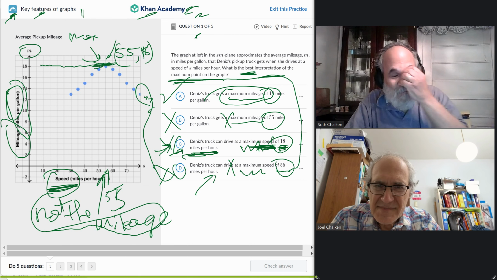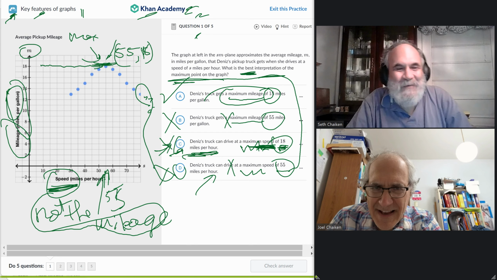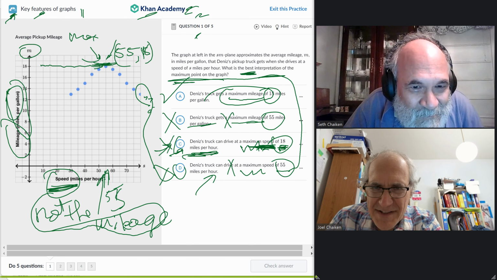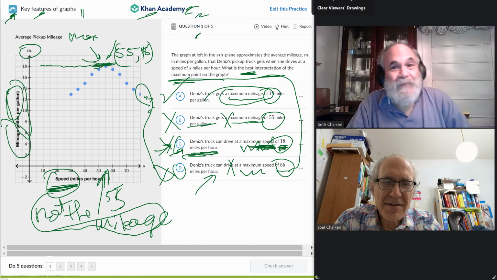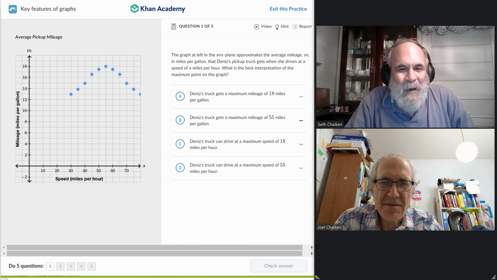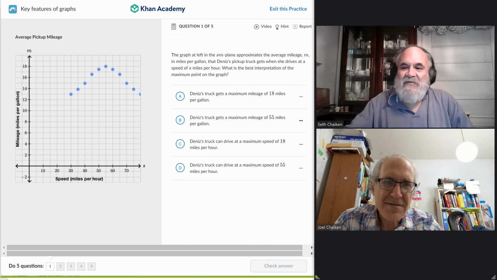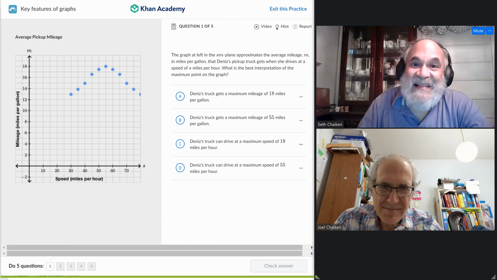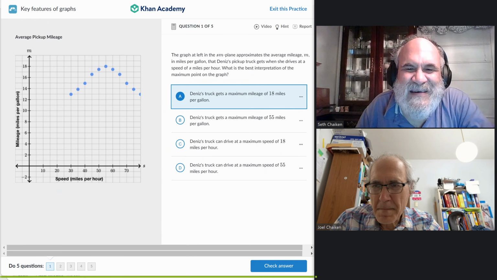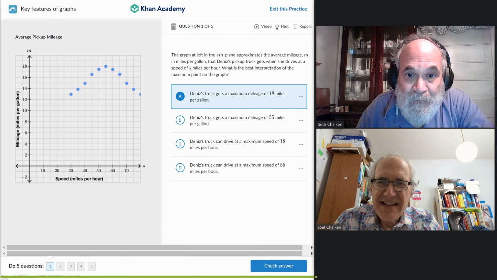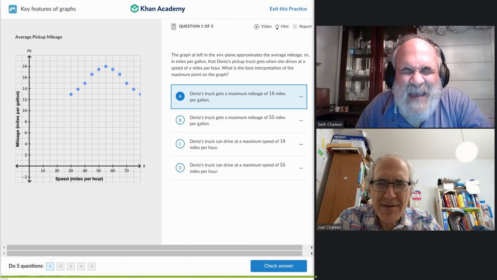My God, look at that one. A maximum mileage of 55 miles per gallon. That's completely nonsensical. Okay, so here we go. So you're right. I don't even like the word mileage. It's really fuel efficiency. That's why it's measured in miles per gallon. That's what you get divided by what you pay for.